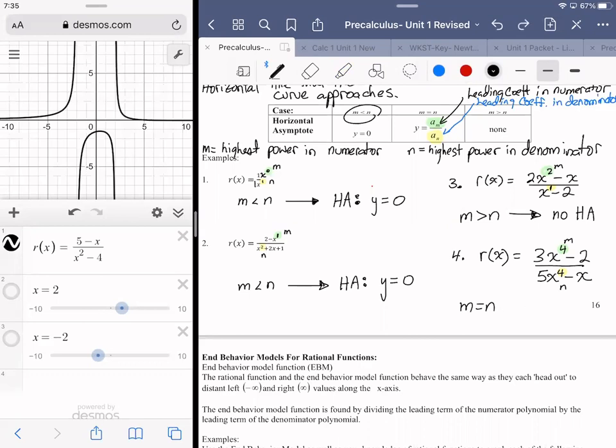So in this case, the horizontal asymptote is going to be the ratio of the leading coefficients. So y would be equal to, so I'd look at the leading coefficients, in this case 3 and 5, the ratio of those two things. So I would just divide them. So 3 over 5.